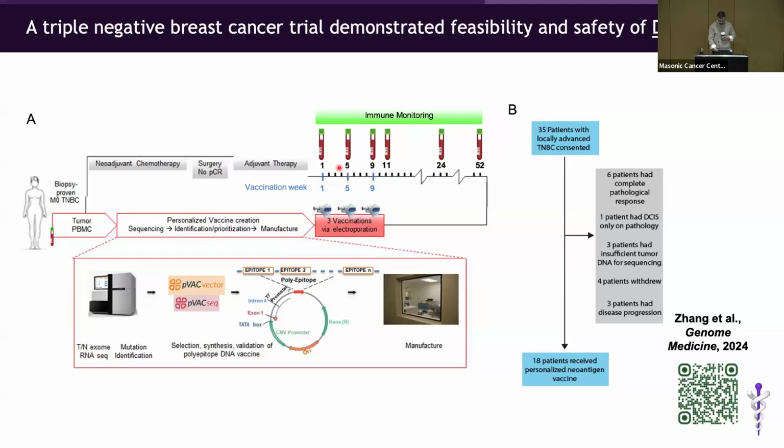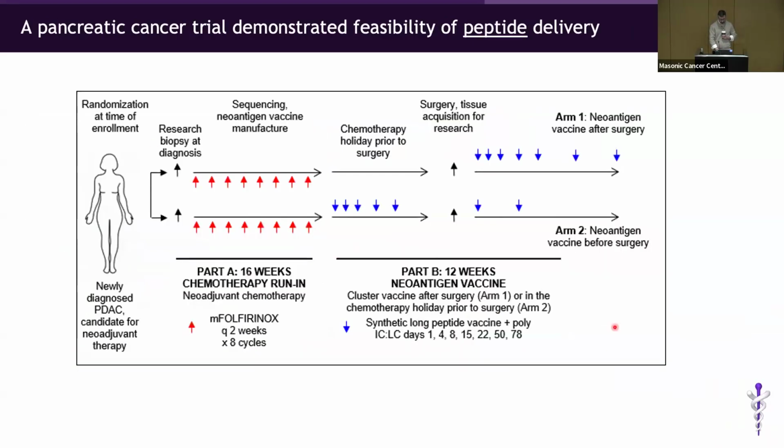This trial was published at the end of 2024, showing that this approach was effective and safe in terms of eliciting immune response. It was a phase 1 trial, so there's not a ton we can say about efficacy of the vaccine, but it was able to induce immune responses, and I'll show some of those results a bit later. And then the second example is pancreatic cancer, which is probably the next most major cancer type that we're focusing on. In this case, this is a more recent trial. The trials are gradually getting more complicated.